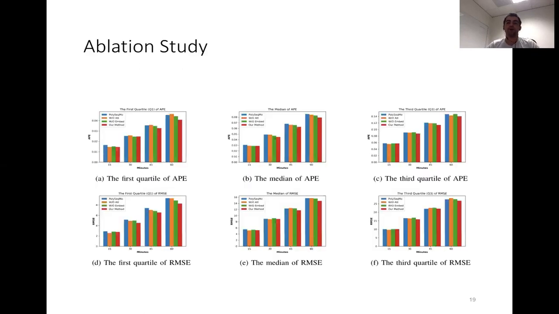And we also did an ablation study to see the importance of the attention and the personalization using the embedding vector. And it seems consistently over different time windows that these two methods actually help the model to get a better result.